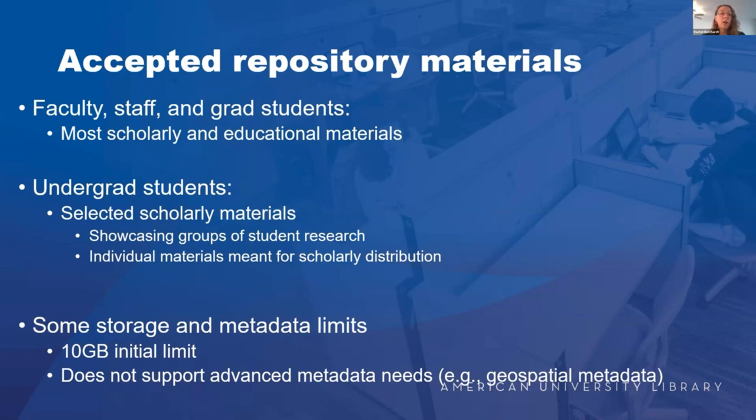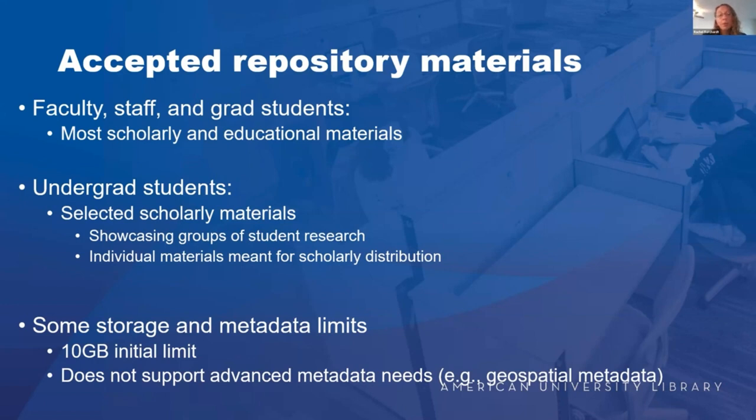For undergraduate students, in terms of our policy, not the intellectual property policy, we will do selected scholarly materials for undergraduate students. And this is usually to showcase student research in some way. So for example, departmental capstones, if the department decides that they want to routinely make those available, that would be a group of materials. But if one student wants to make their capstone available, we'd point them to other ways to make that happen rather than our repository. That said, if it is materials where the primary purpose of making that information publicly available is to contribute to scholarship, to literature, that would be another acceptable reason to put materials in the repository.